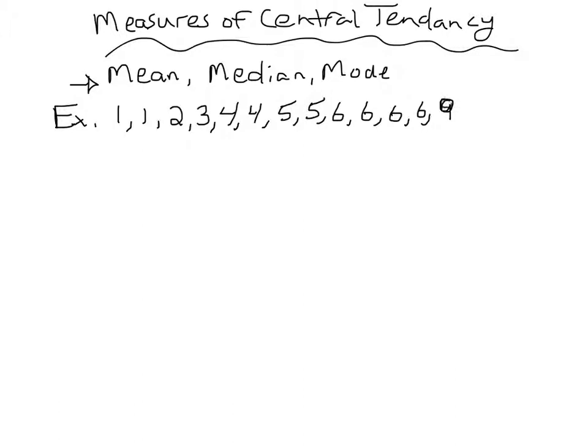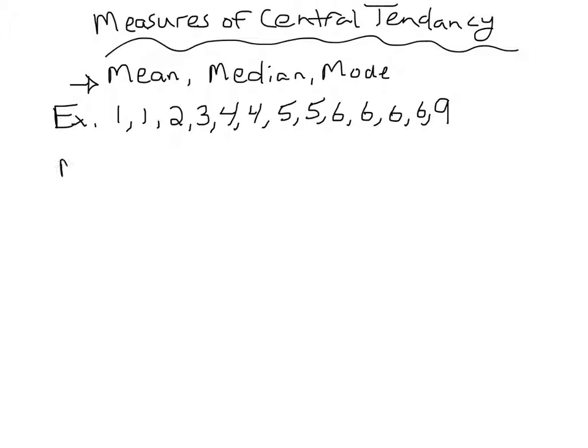Okay, so this is my data set. Central tendency, yeah. So I have 1, 1, 2, 3, 4, 4, 5, 5, 6, 6, 6, 6, 9. Alright, so those are my numbers in my data set. What they mean doesn't matter. It could be number of pets that people have. Doesn't matter. Let's find the mean, median, and mode.